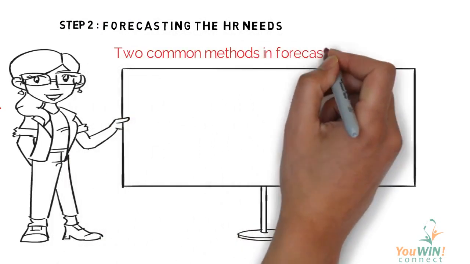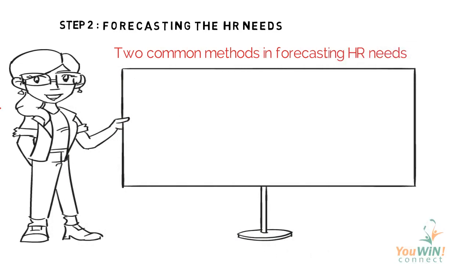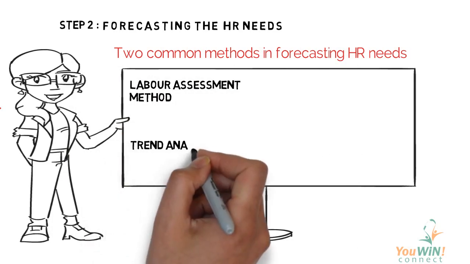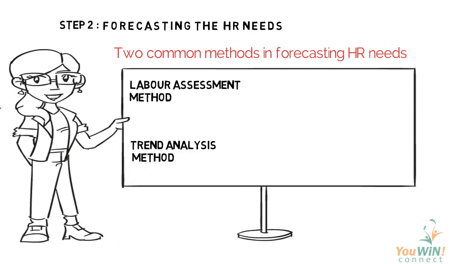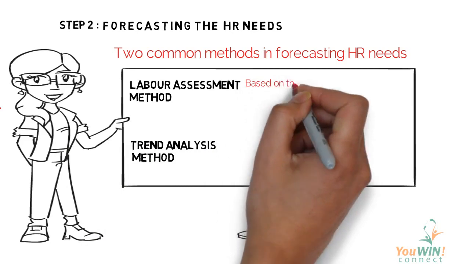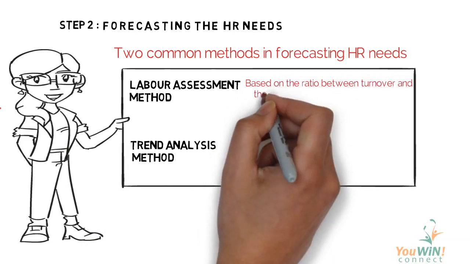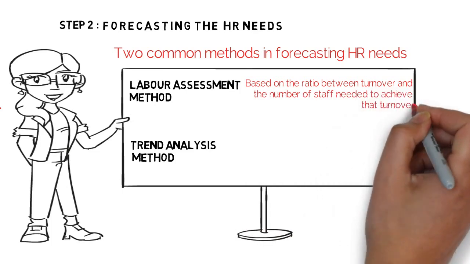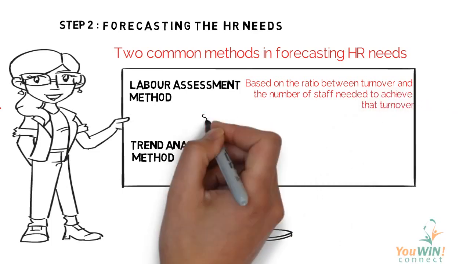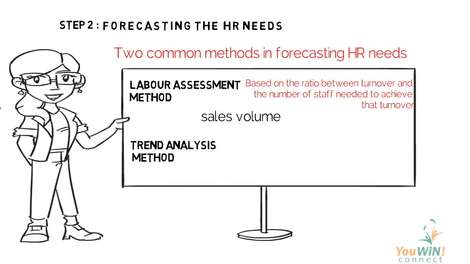Step 2, we then go on to forecasting the HR needs. And we're going to be looking at 2 common methods here. The first one is the labor assessment method, and the second one is the trend analysis method. The labor assessment method is based on the ratio between the turnover and the number of staff needed to achieve that turnover. So for instance, your sales volume. If you've set your objective or a particular target as your sales volume, you then need to look at the number of staff that you're going to need to achieve that turnover.